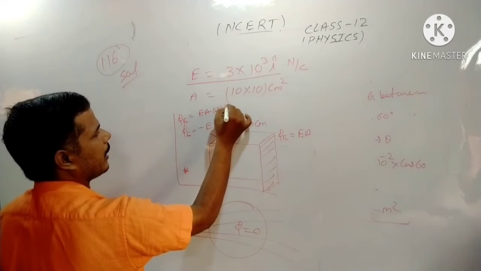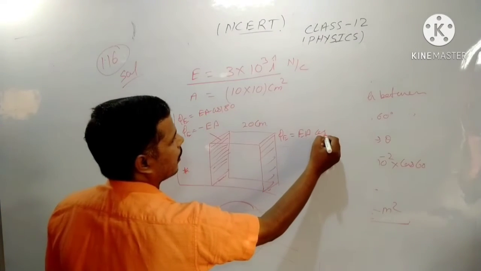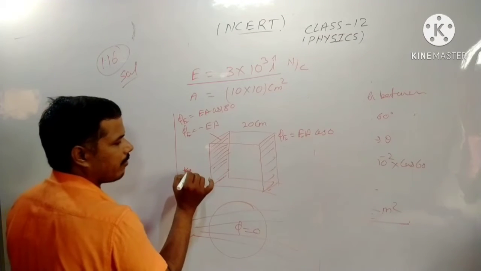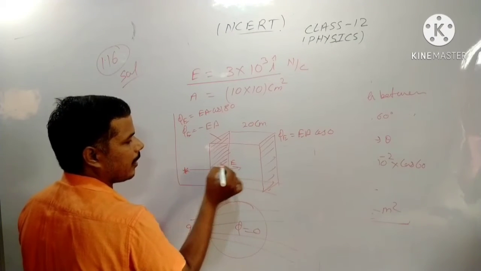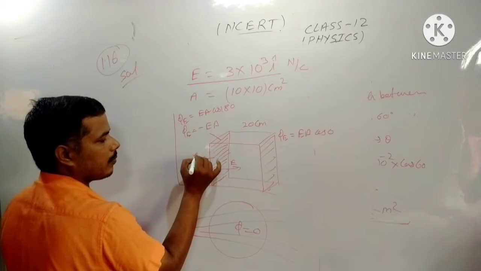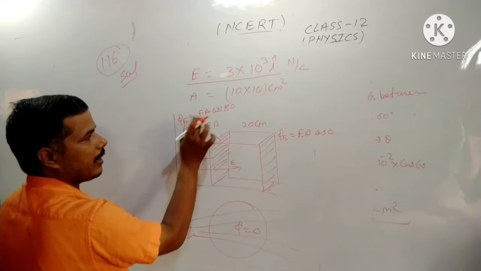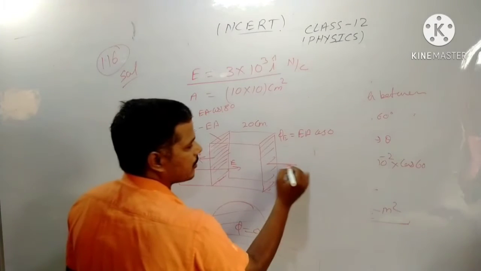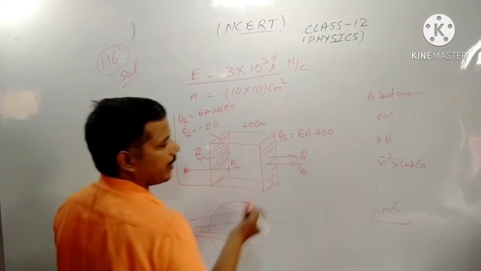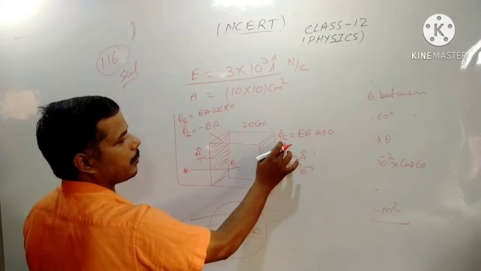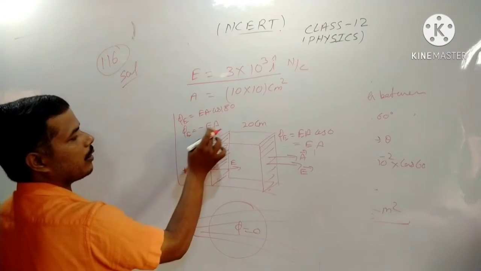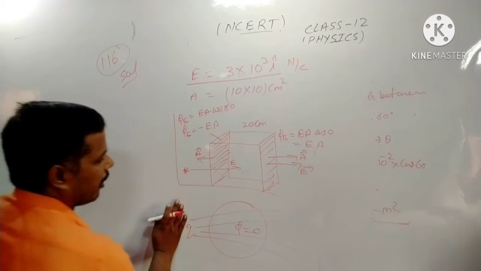or in other words you can say that phi E is equal to EA cos 180 and here EA cos 0, because if the charge is put here, electric field will be in this direction E, and at this surface area will be in this direction. So angle is 180, and at this surface electric field is in this direction and area is also in this direction. So at this surface phi is equal to EA, and at this surface phi is equal to minus EA. Then what will be here?